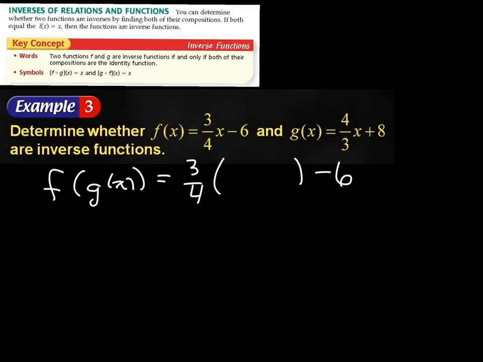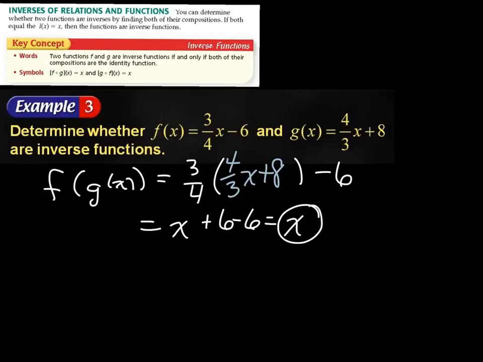Determine whether f of x equals 3/4 x minus 6 and g of x equals 4/3 x plus 8 are inverse functions. It looks kind of scary because we have the fractions, but we know we're trying to get it to simplify down to x. So I just filled in the g of x function in place of x in the f of x function, and we distribute. So 3/4 times 4/3 is of course 1, and we have an x. 3/4 of 8, 8 divided by 4 is 2, times 3 is 6, minus 6 is, the 6's cancel out, so we get x, which is what we wanted.